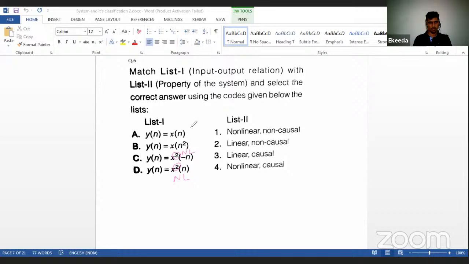So this is causal, and here for this you can say that y of -2 depends on x of 4. Write it clearly. So this is basically that output depends on future, so non-causal. Non-causal.